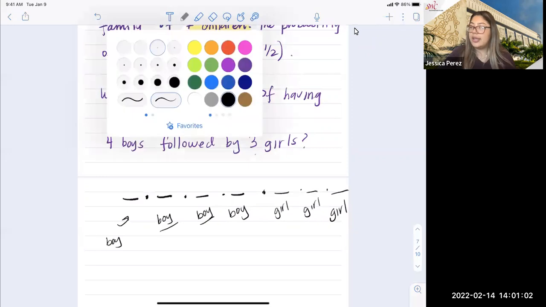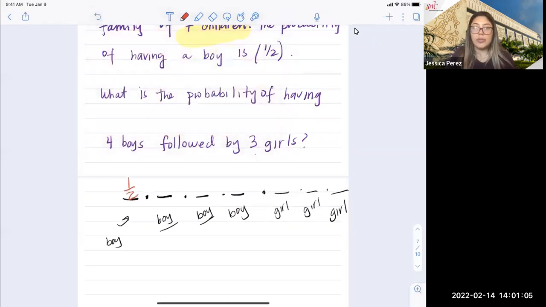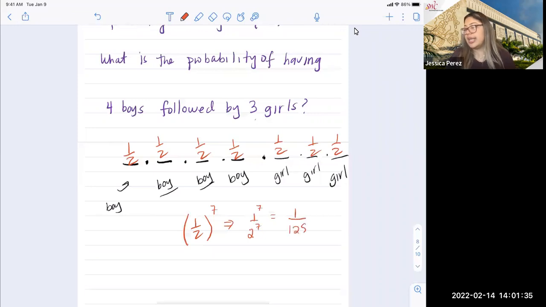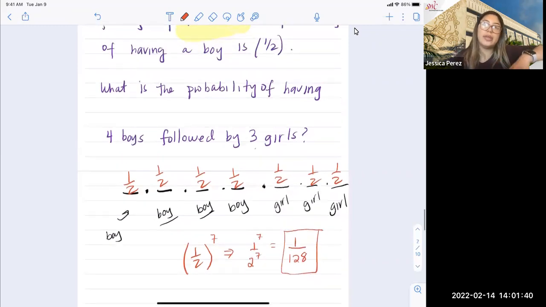What is the probability of having a boy? 1/2. What is the probability of having a boy? Same, 1/2. What is the probability of having a girl? Well, if it's not a boy, then it's a girl. So this is also a half, and a half. So technically, the probability is 1/2 raised to the 7th power. So that's 1 raised to the 7th over 2 raised to the 7th. We get 1 over 128. This is the probability of having 4 boys followed by 3 girls.